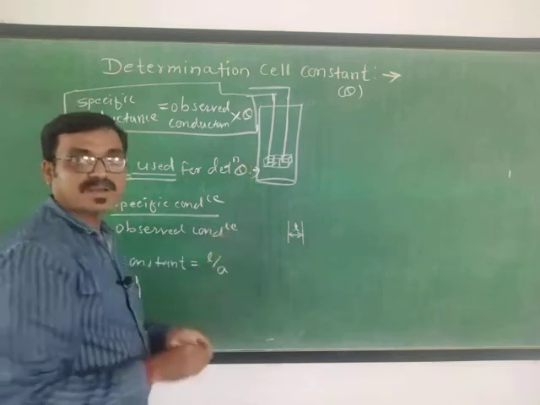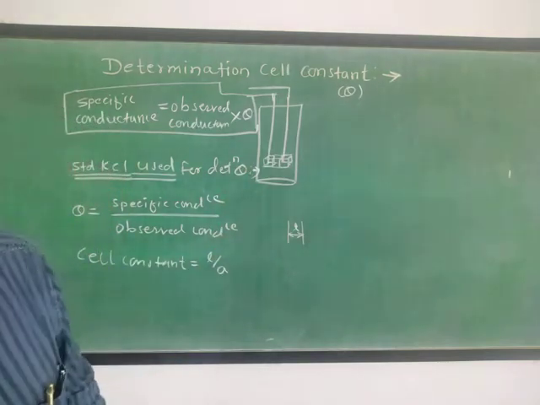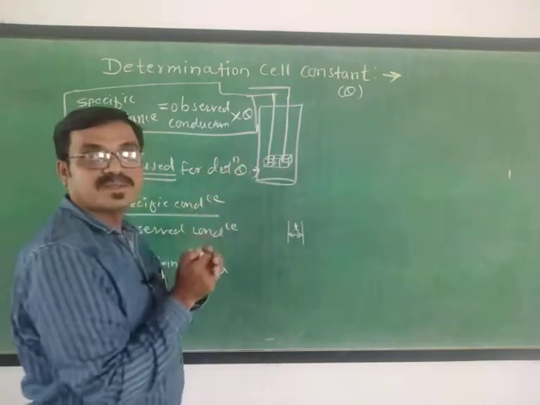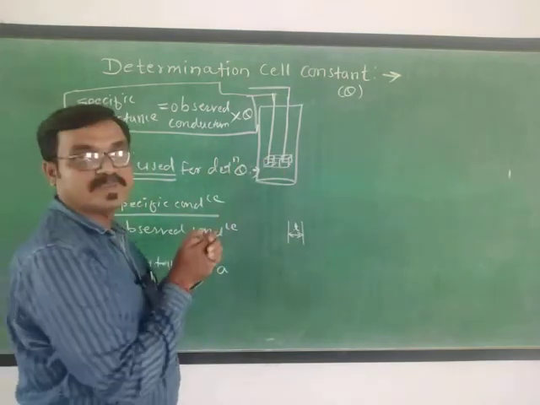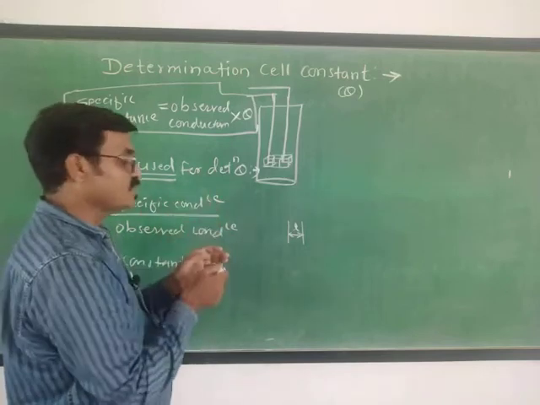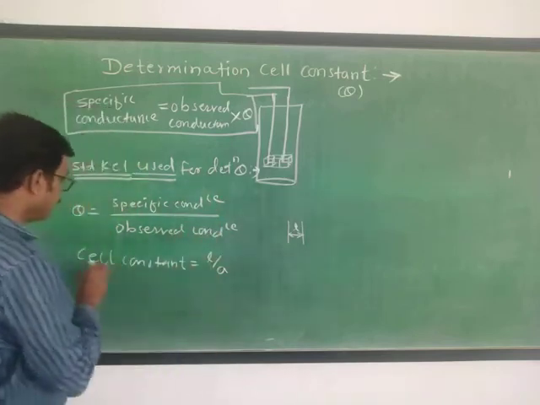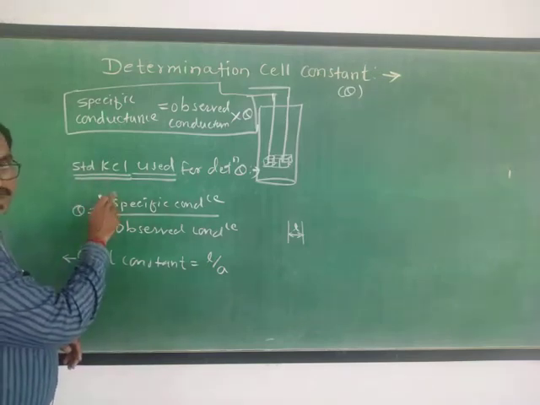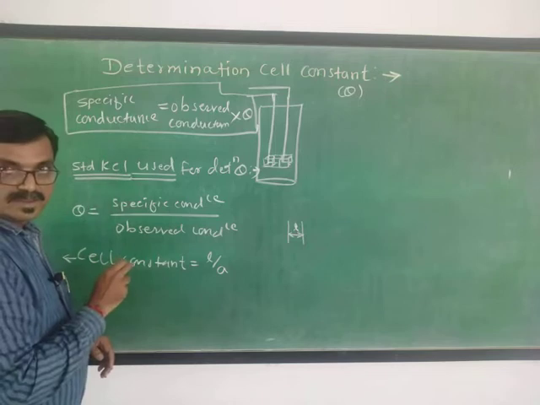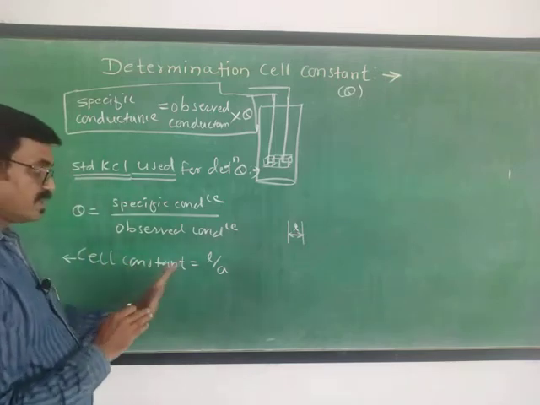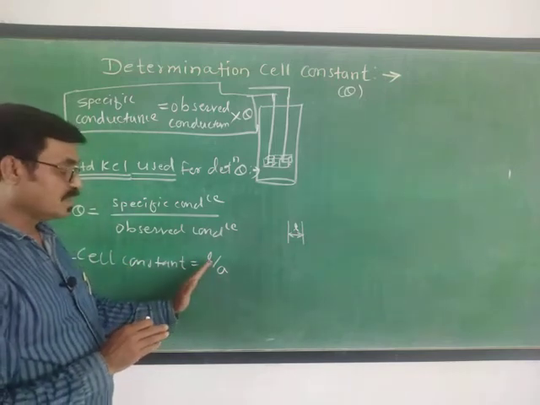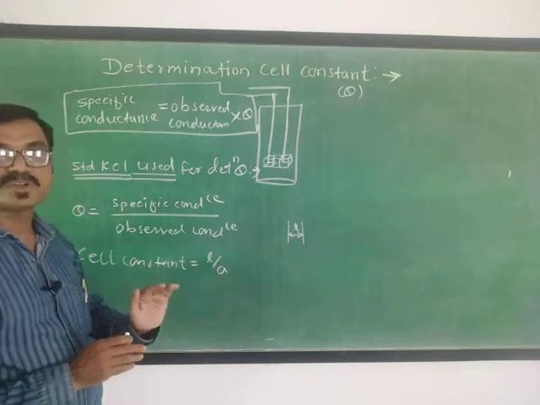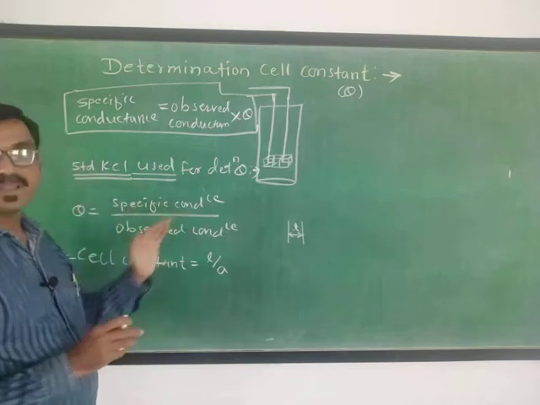This conductivity cell is quite small, and inside it there are electrodes, and we are not able to measure the length between the two electrodes and the area of cross section. That is why there is an alternative method, the indirect method. Practically the cell constant is L upon A, but we are unable to measure the length between the two electrodes and the area of cross section of the electrode. That's why this indirect method is used.